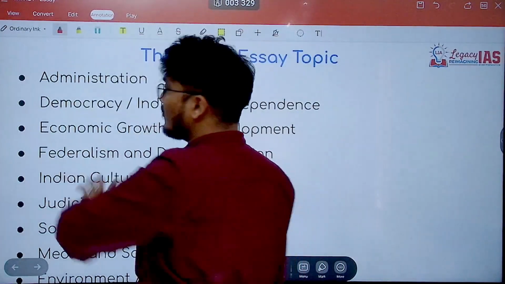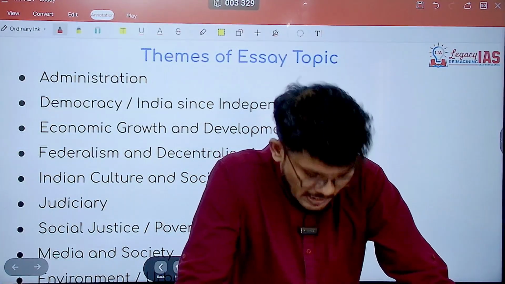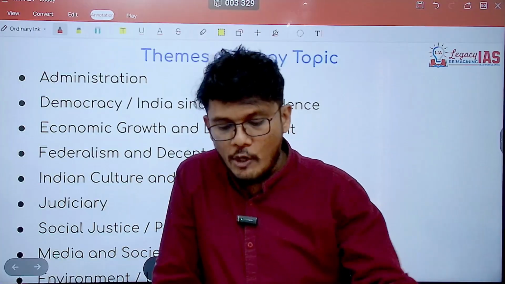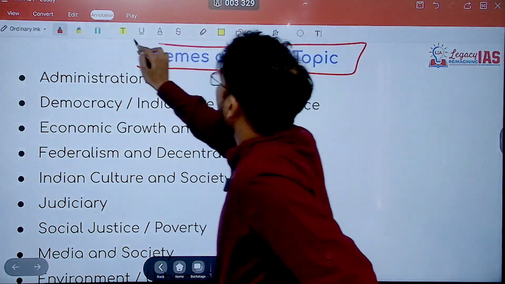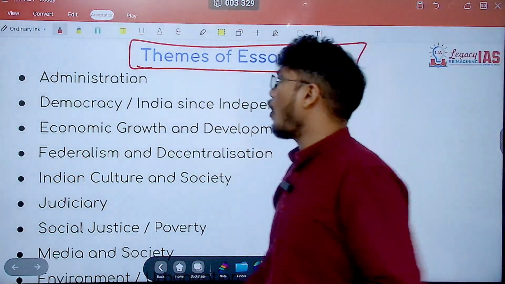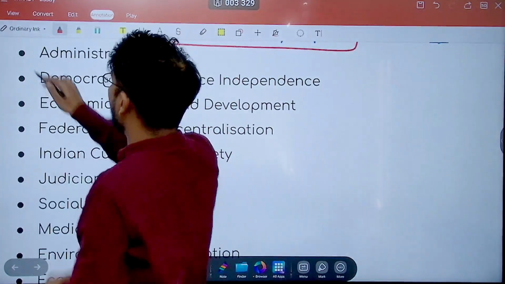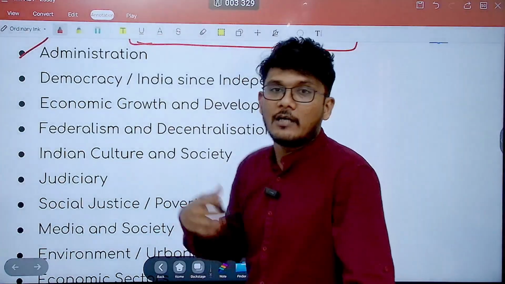Now, so this is how you should be attempting your essay paper. Having said that, before we move on to the previous year question, let us look at the themes of the essays. What topics are the themes of the essay topics? On what themes have the essay topics been asked? Number 1 is administration, so administration by the governance system.